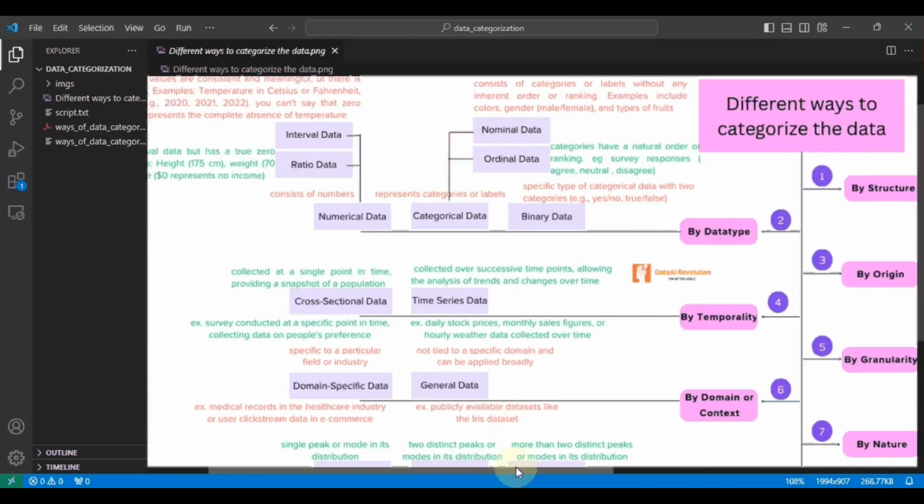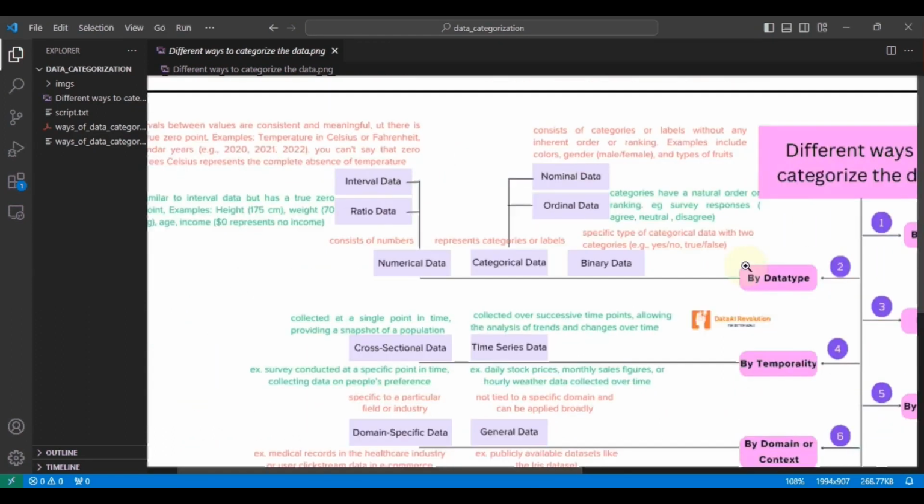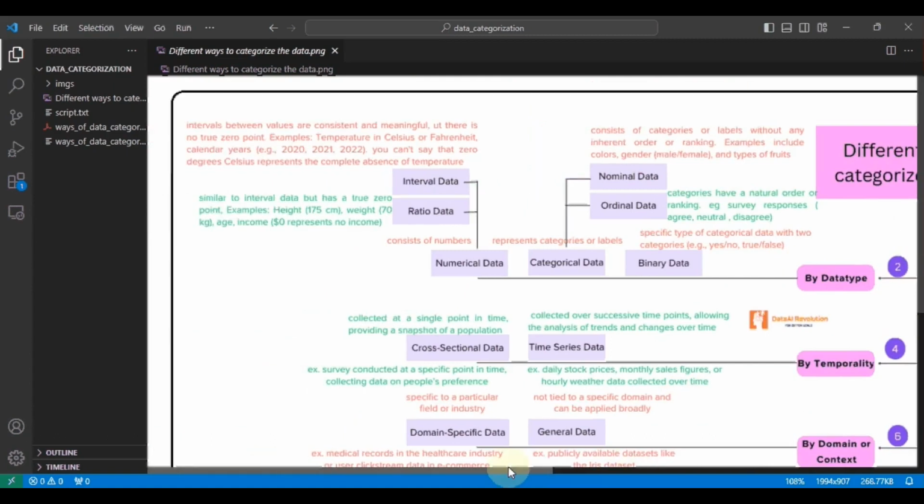The second way to categorize the data is by data type. If we divide the data with respect to data type, then we can divide it into three parts: numerical data, categorical data, and binary data. Numerical data is when we have numbers in the data. Categorical data consists of categories or labels. And binary data is one type of categorical data in which there are two values, either yes or no, or true or false.